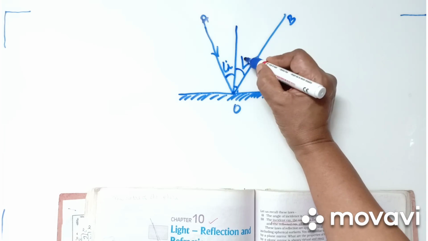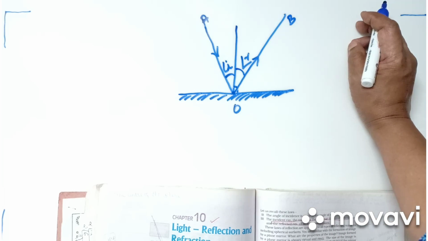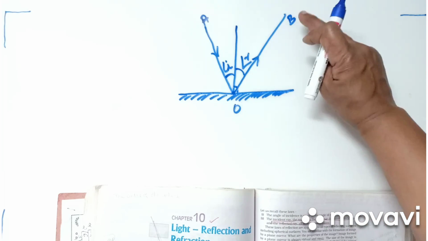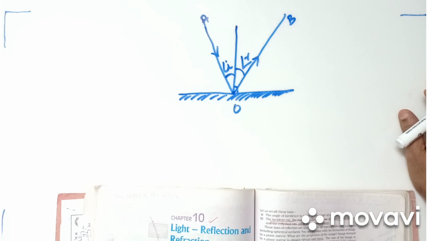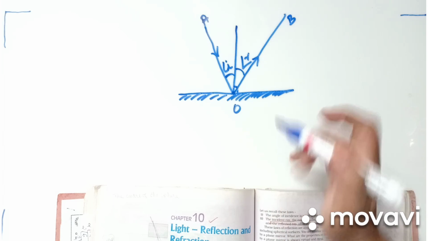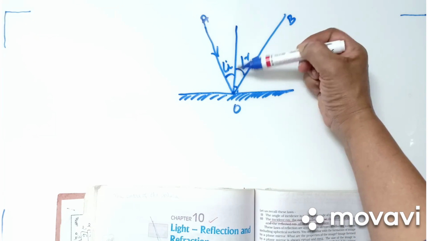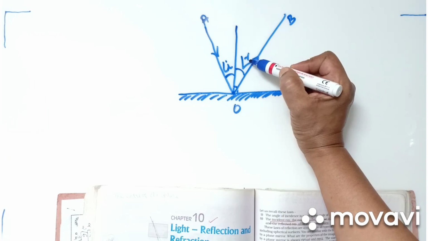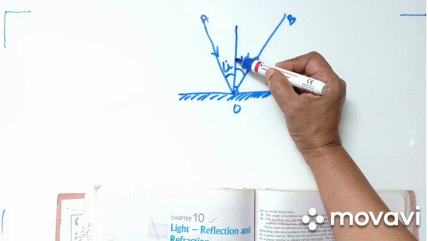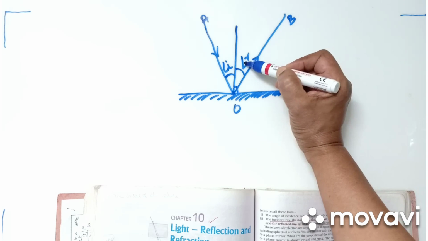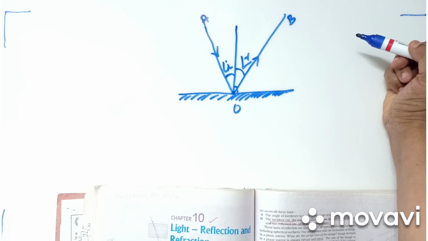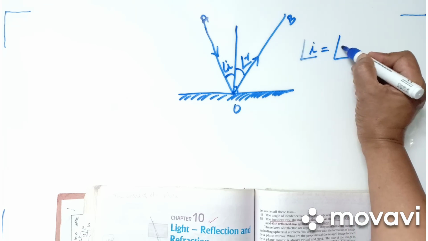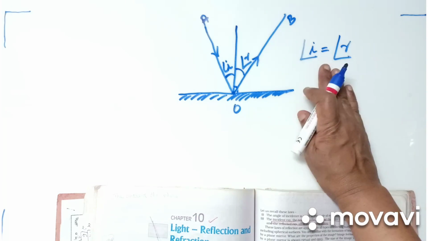This is called the angle of reflection. AO is the incident ray and OB is the reflected ray. The angle formed by the incident ray and the normal is called the angle of incidence. The angle formed by the normal and the reflected ray is called the angle of reflection. Always the angle of incidence will be equal to the angle of reflection. This is the first law.